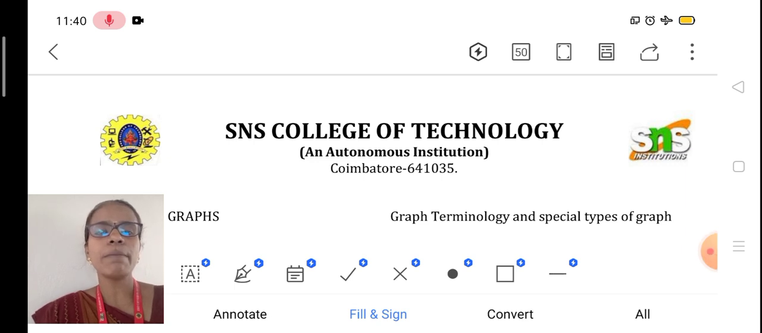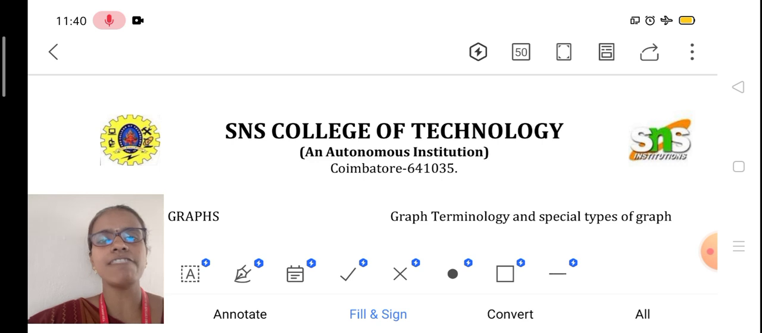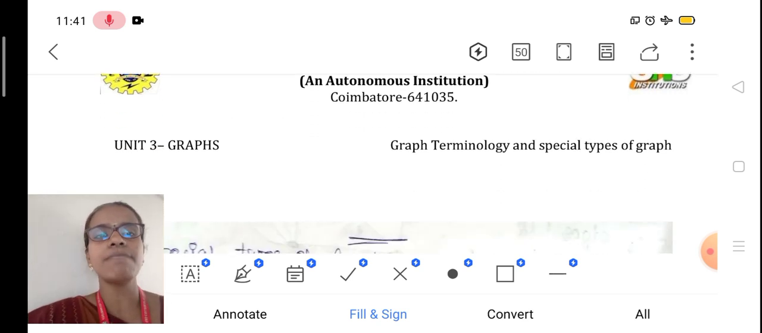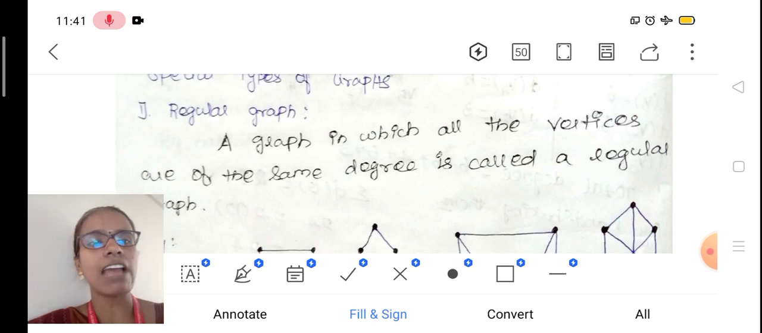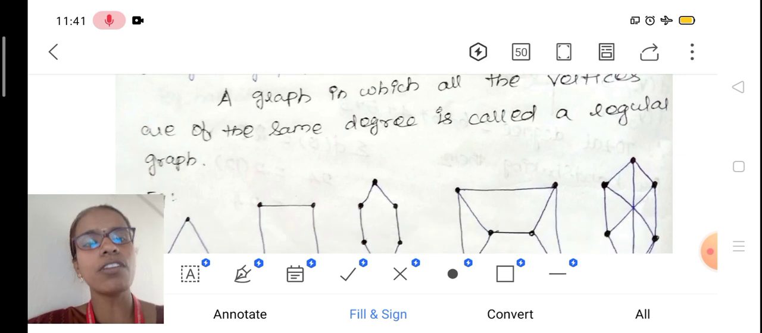So already we saw basic terminologies and a few theorems in the last class. Today also we are going to have the same topic, graphs, but today we are going to have special types of graphs. What are the types of graphs we are having? So the first thing is regular graph: a graph in which all the vertices are of the same degree is called a regular graph.